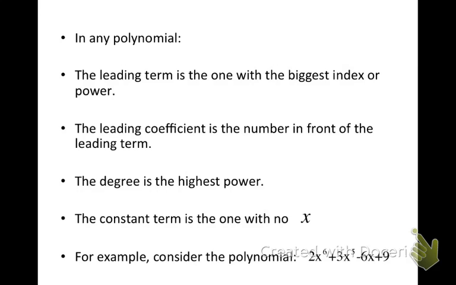So, given that that's what a polynomial looks like, let's have a look at a couple of definitions. In a polynomial, the leading term is the one that's got the highest power of x. So in this case, 2x to the 6th is the leading term because 6 is the biggest power. The leading coefficient is the number that's associated with that leading term. In this case, 2 is the leading coefficient. The degree is the highest power of x, so in this case the degree is 6. And finally, the constant term is the one that doesn't have any x's, in this case 9.